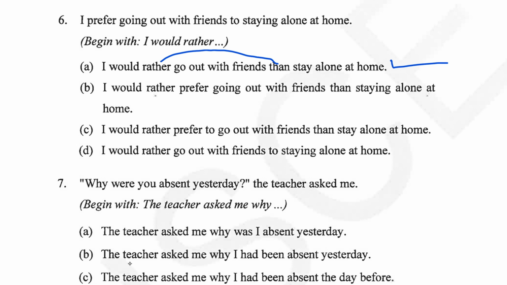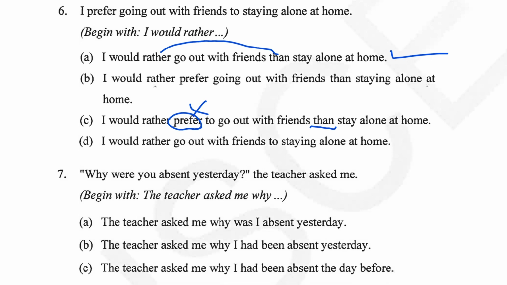Here also then. I would rather prefer, but prefer given. Rather के पास prefer नहीं रहेगा. Would rather यहाँ पर then है, but यहाँ पर भी prefer है.